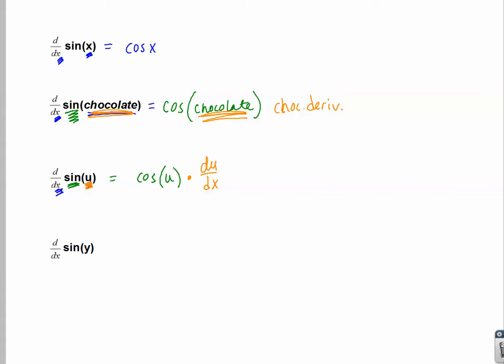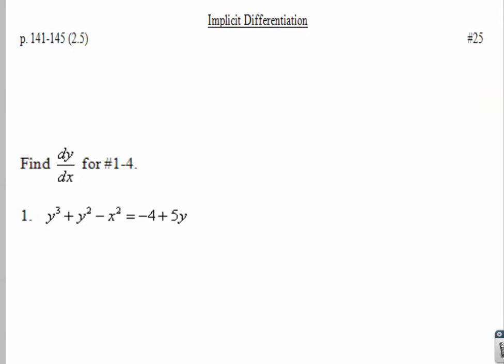Like in this one, the derivative with respect to x of the sine of y. So I have to first do the derivative of the outside, cosine, without touching the inside, then say, what's the derivative of the inside? dy dx, the derivative of y with respect to x. We are going to have to deal with this kind of chain rule all throughout implicit differentiation.